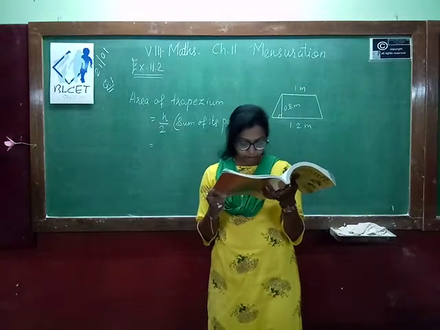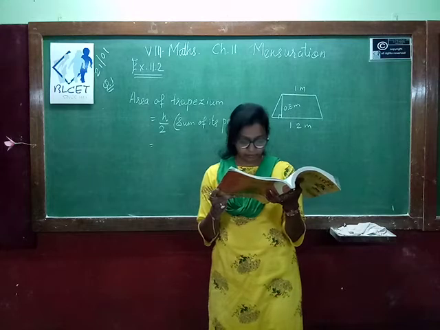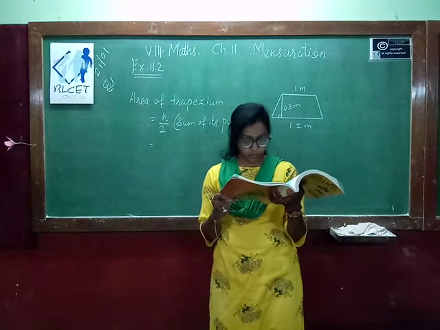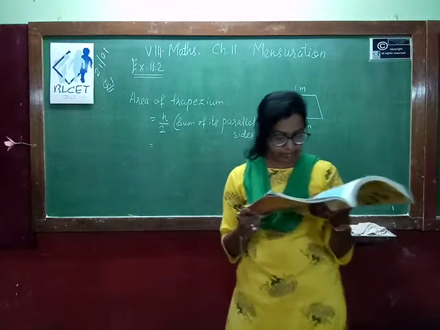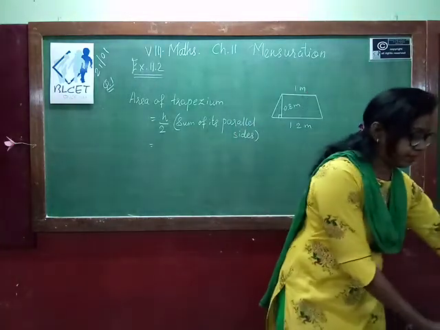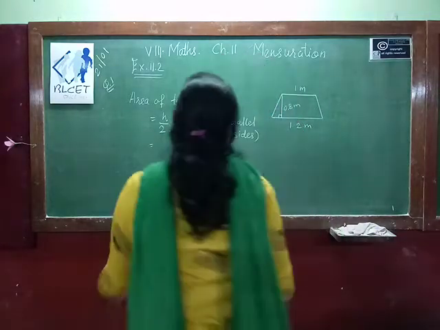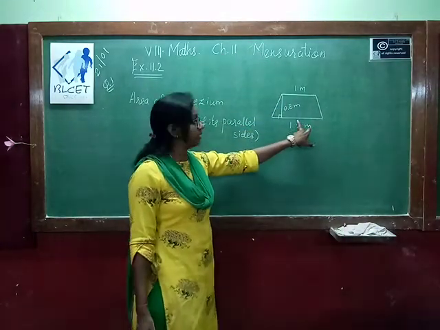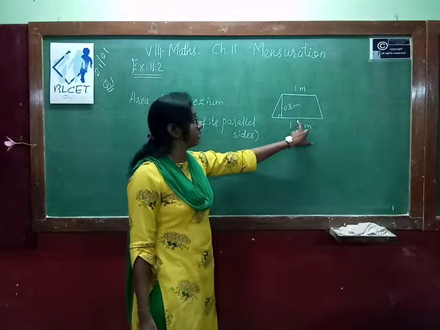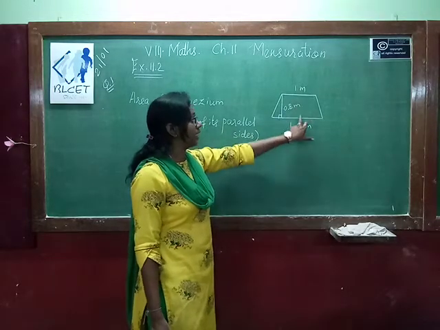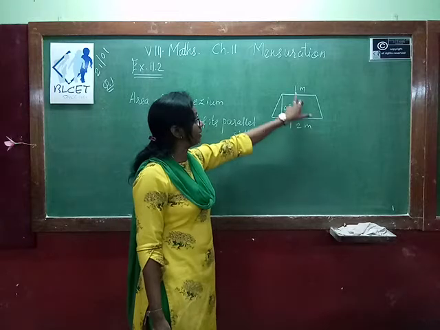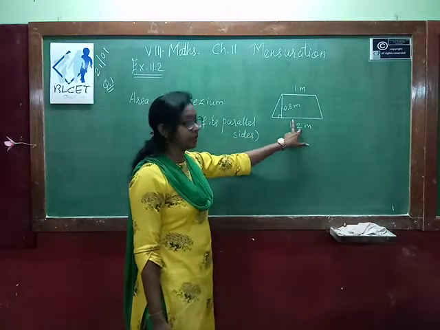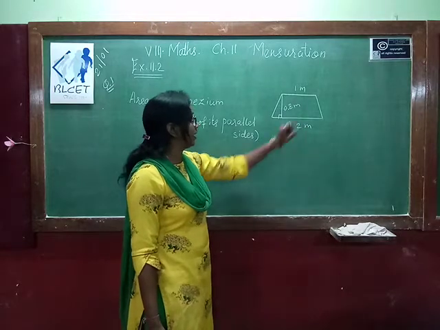The shape of the top surface of a table is a trapezium. Find its area if its parallel sides are 1 meter and 1.2 meter and the perpendicular distance between them is 0.8 meter. So I have it from the figure. This is the top surface of the table, in the shape of a trapezium. These two sides are parallel to each other and the measurement is given. This is 1 meter, this is 1.2 meter, and the perpendicular distance between these two is 0.8 meter.